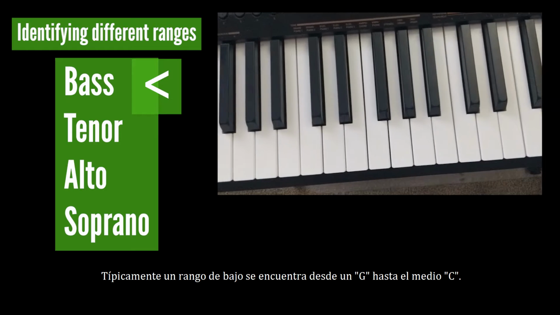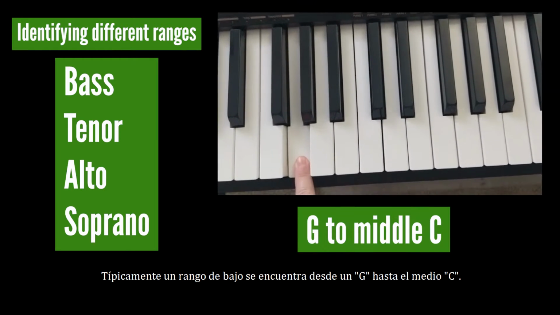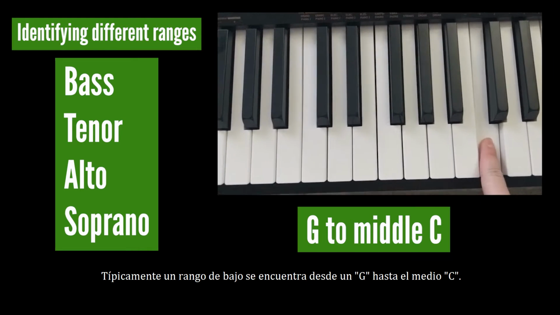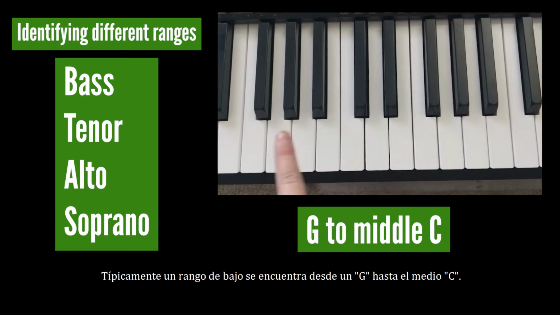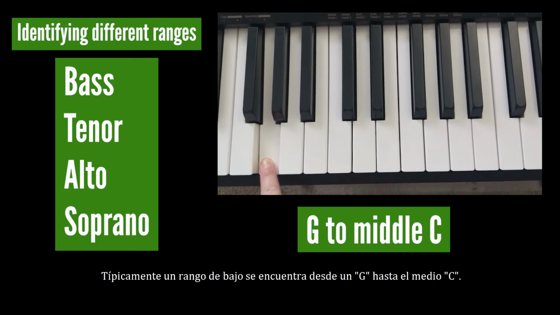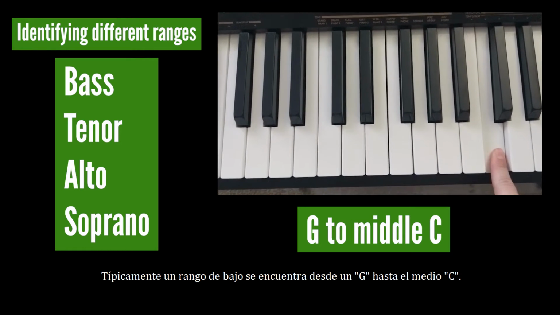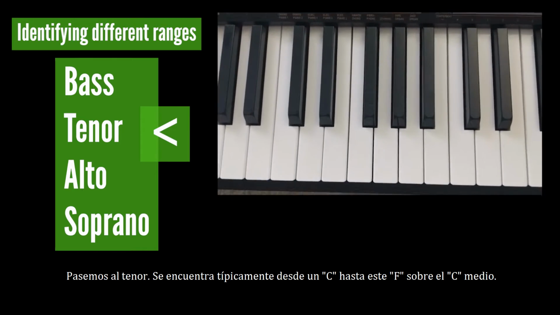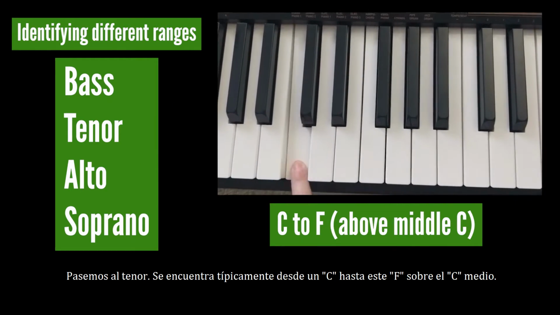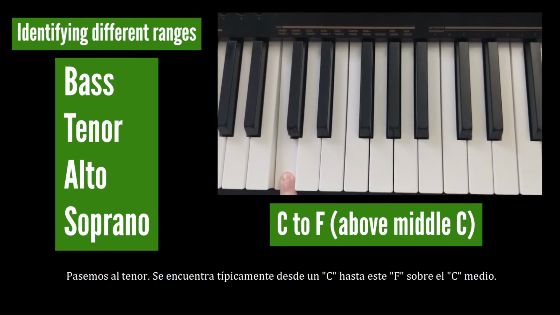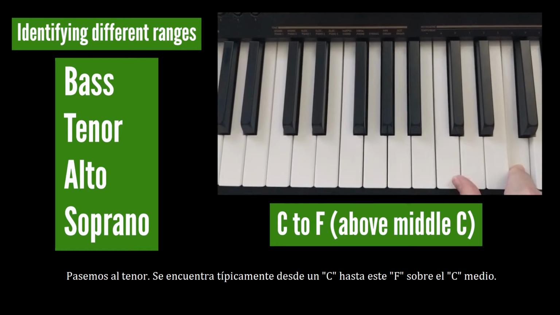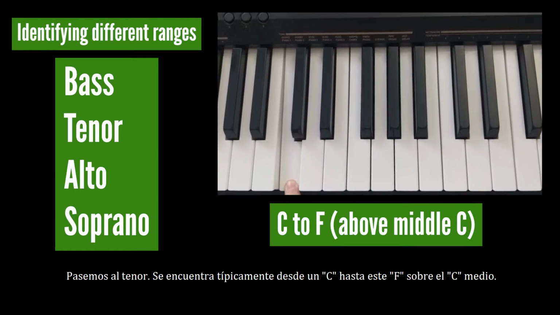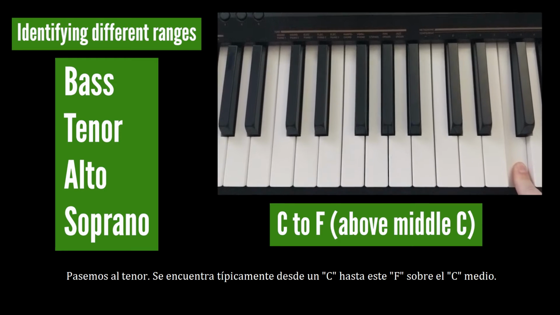Typically, a bass range is found from a G all the way to middle C. So again, that's G to middle C. Let's move on to tenor. So that is typically found from a C all the way to this F above middle C. Okay, so again, that's C to F.